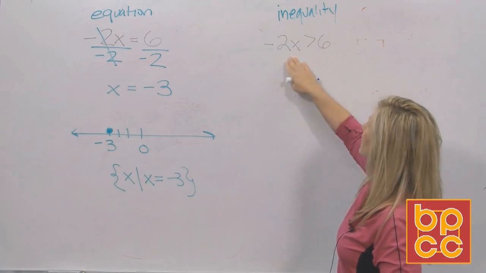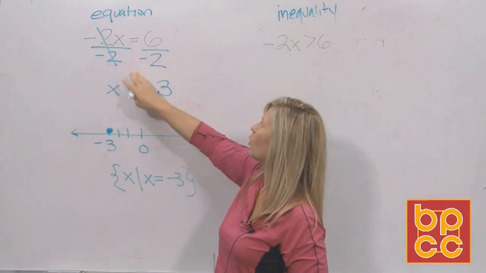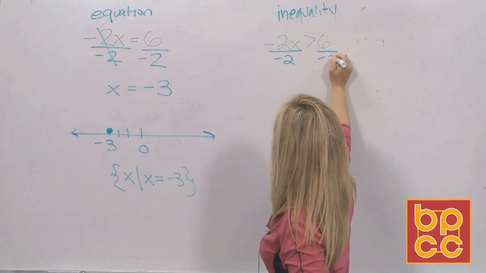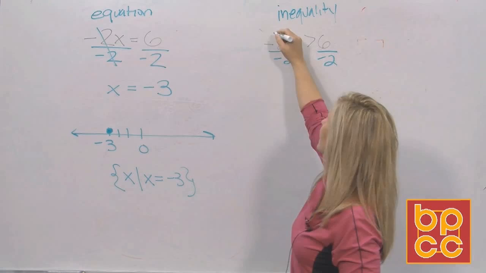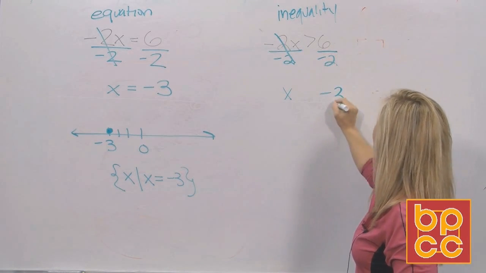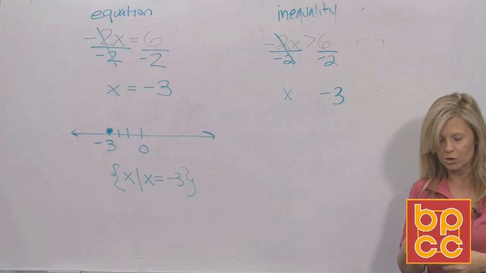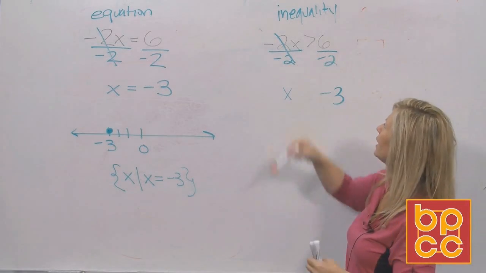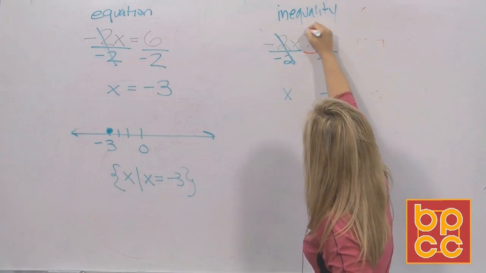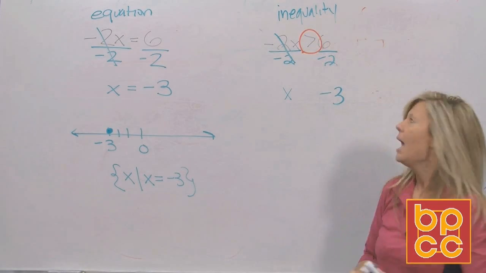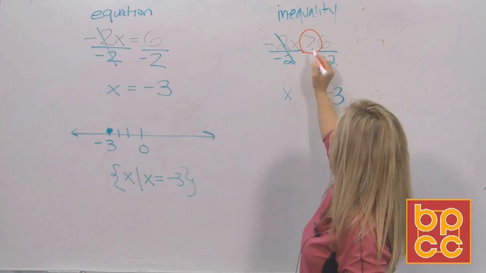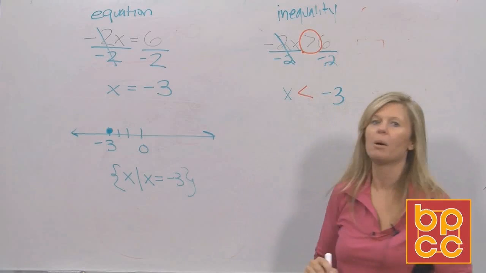Solving this inequality is the same way as solving the equation. We have to move the negative 2. So we would still divide by negative 2. A negative divided by a negative cancels out and makes a positive. 6 divided by negative 2 is still negative 3. Here's the exception to the rule. When working with inequalities, if you physically divide by a negative number, you must reverse that symbol. And when I say reverse it, I mean flip it over like a flapjack. So instead of it being a greater than, it's going to become a less than.